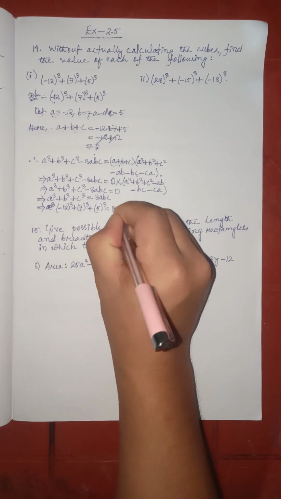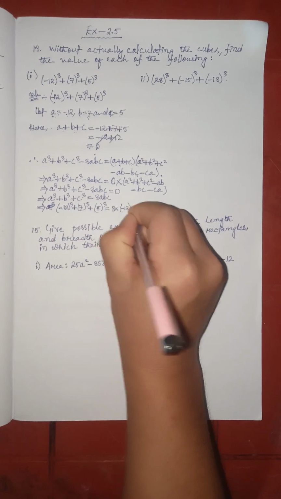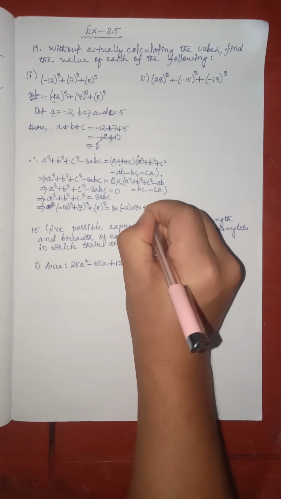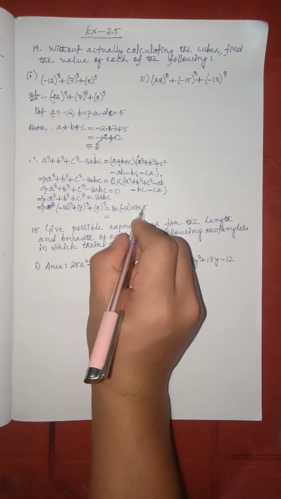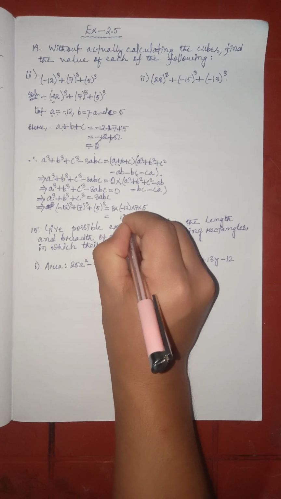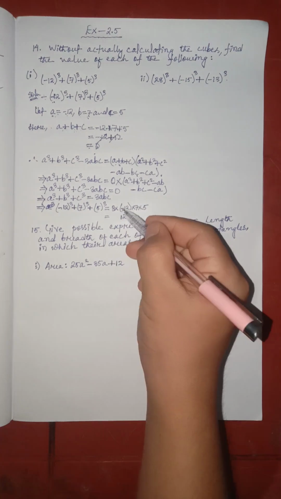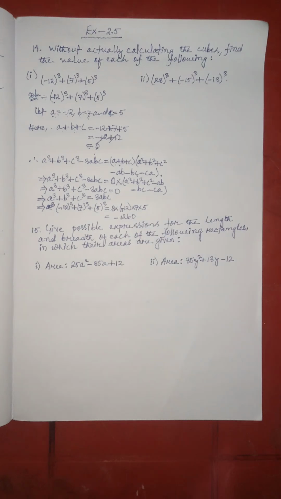Then it will be 3abc. What is the value of that? a is minus 12, b is 7, and c is 5. If you multiply all these, how much will you get? It will be 1260, right? And what is the sign? It is minus, since minus into plus gives minus. Thus we got minus 1260, and this will be the answer.